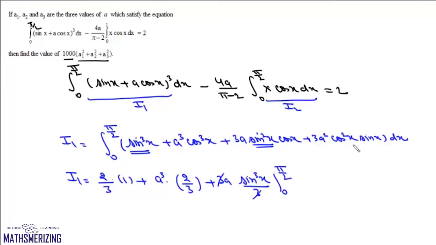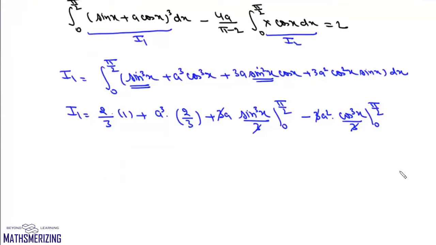And here if we take cos x as t, we'll get minus sin x as dt. So it will be minus 3a square cos cube x upon 3 from 0 to pi by 2. Now here also 3 and 3 will cancel. So we'll get this I1 as 2 by 3 plus 2a cube by 3, and here it will be a and minus minus plus a square. So that's the value of I1.